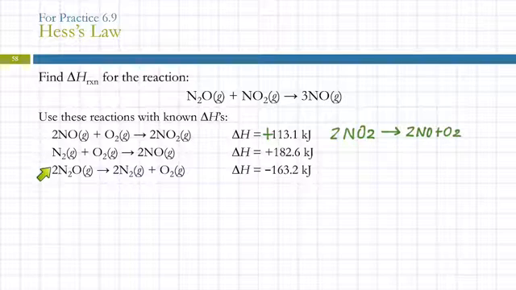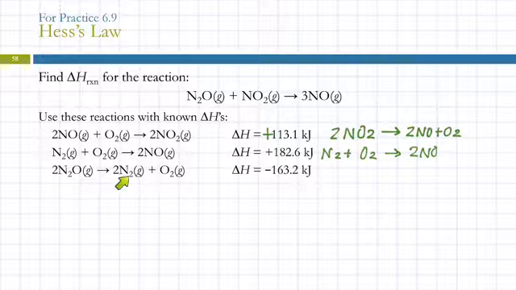Well, let's see. Let's just look at the second one. Do I want to put this one in as it's written, or would I want to flip it backwards? I want to keep it because this is the product over here, and those aren't either, but maybe they'll work out. They will. So N2 plus O2 going to 2NO. Do I need to do anything to delta H? No, it's okay.